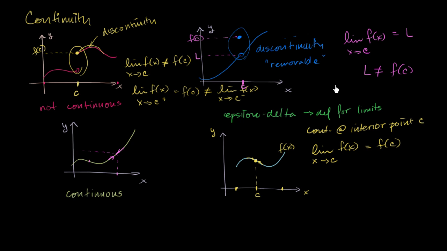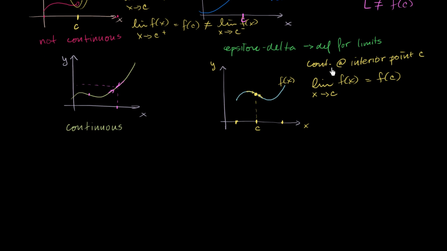Now let's give a definition for when we're talking about boundary points. So this is continuity for an interior point, and let's think about continuity at boundary, or let me call it endpoint actually, that would be better. At endpoint c. So let's first consider if it's a left endpoint.